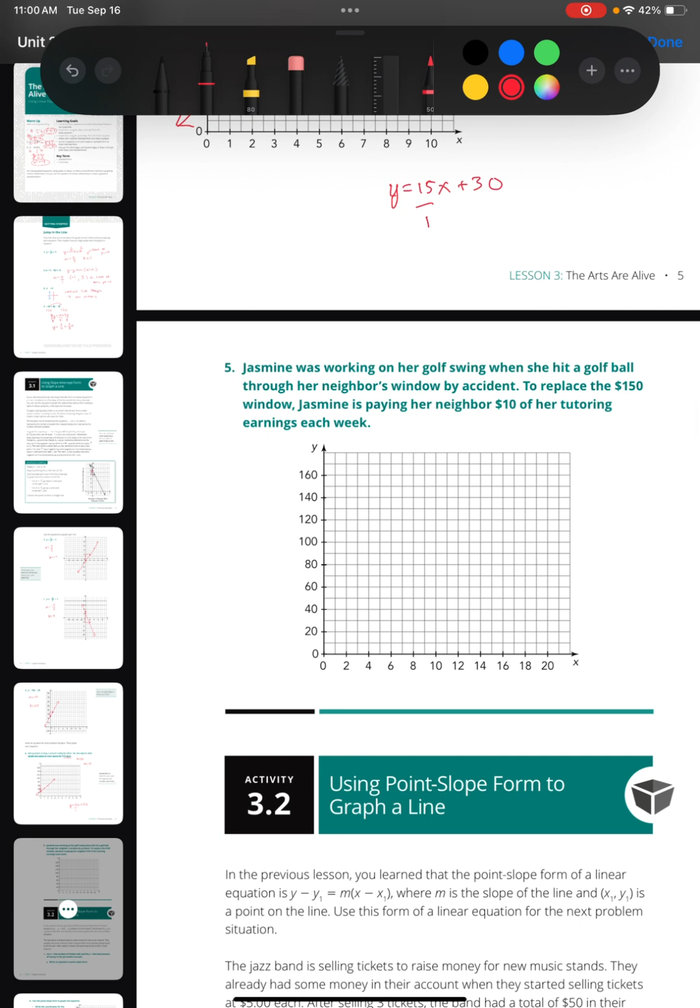All right, next one. Jasmine's working on her golf swing when she hits a golf ball through her neighbor's window. To replace the $150 window, Jasmine is paying her neighbor $10 of her tutoring each week. So she's got a starting value that she has to pay off, a y-intercept of 150, and she's got a slope. She's paying it, so the value she owes is going to go down. So negative slope of 10 each week. Again, there's the keyword each.